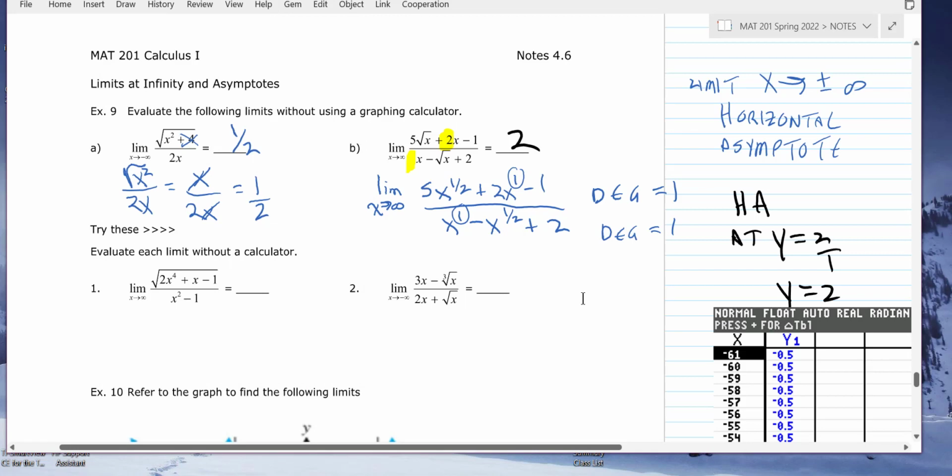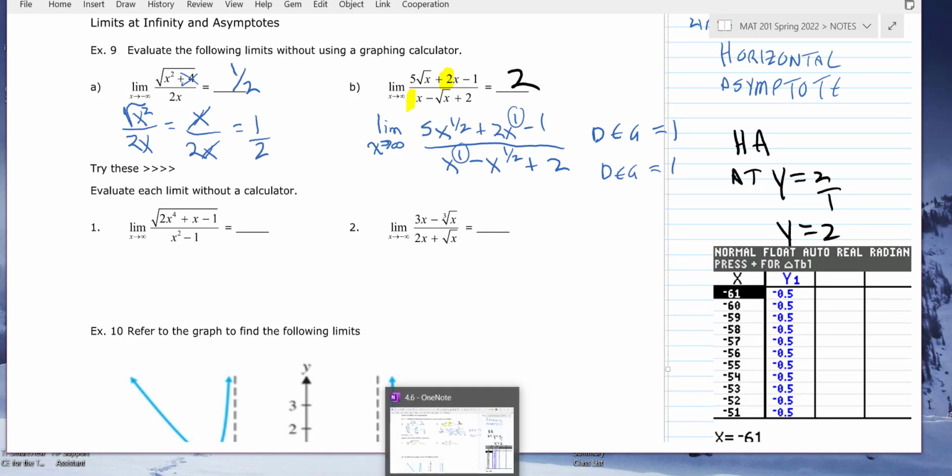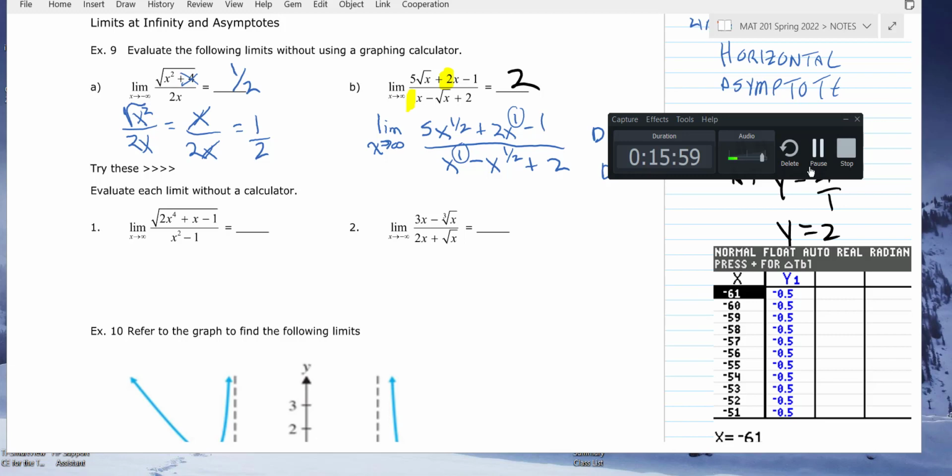All right, so go ahead and pause the video and do these two problems. Reason them out yourself, and then if you want to go to the graphing calculator to verify it, then please do that.